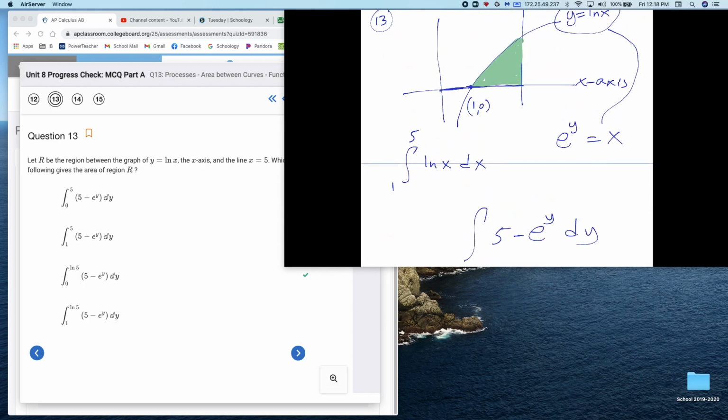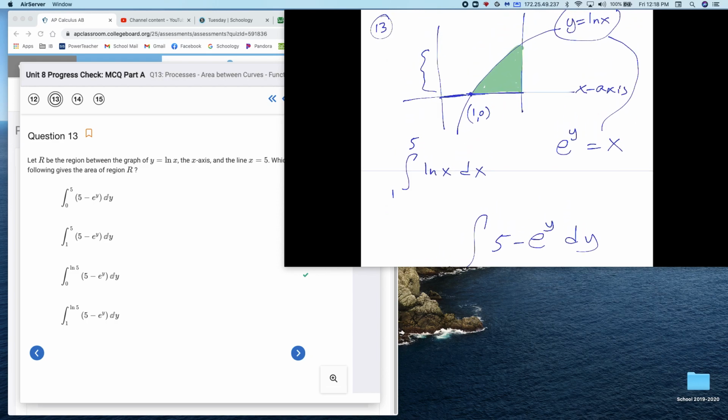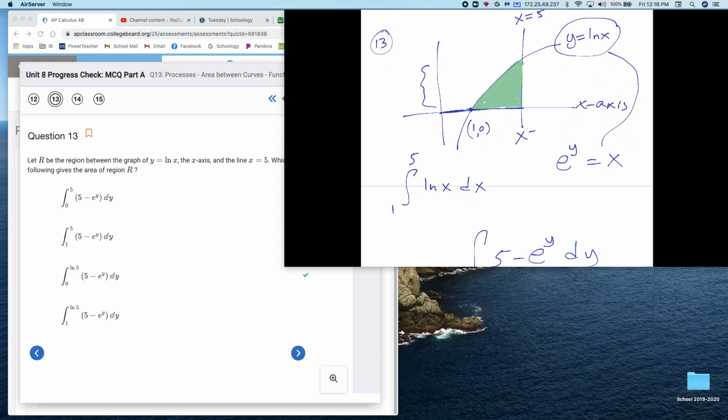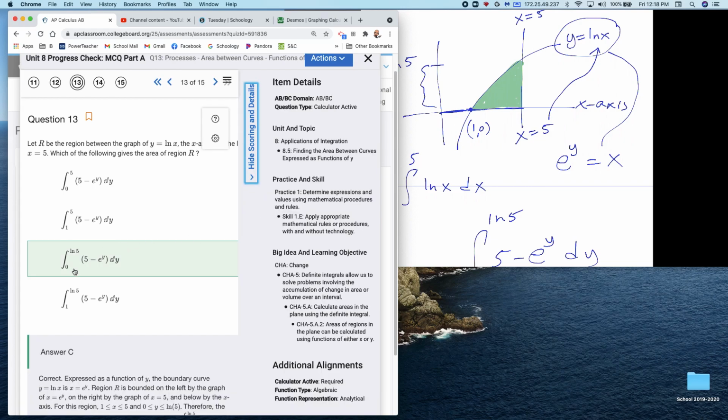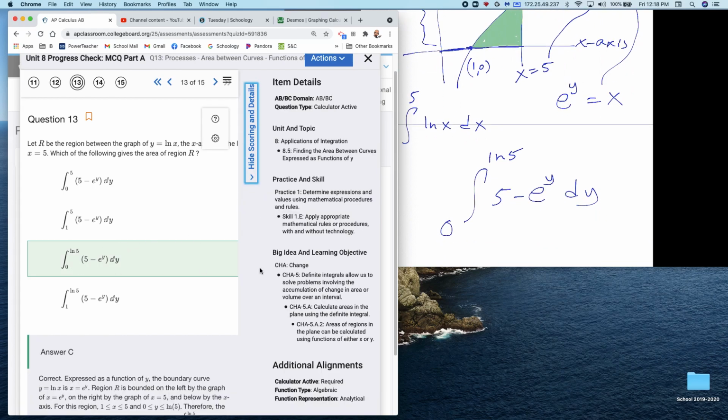But in order to do that, we have to use the bounds on this part of the axis. Those bounds would be from 0 to this x equals 5. Well, when x equals 5, y equals the natural log of 5. So up here, this is the natural log of 5. So that's where we're going to have the natural log of 5 here. And if you look at the solution, that's the solution you have, and that's what I wrote there. You change your thinking.